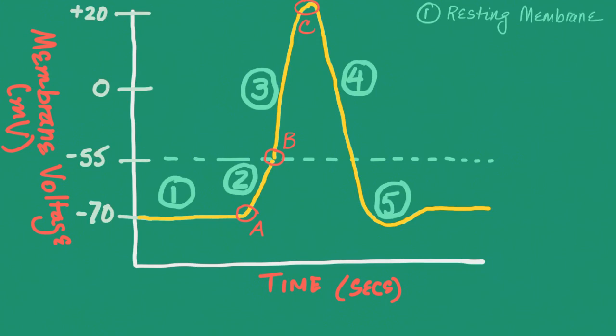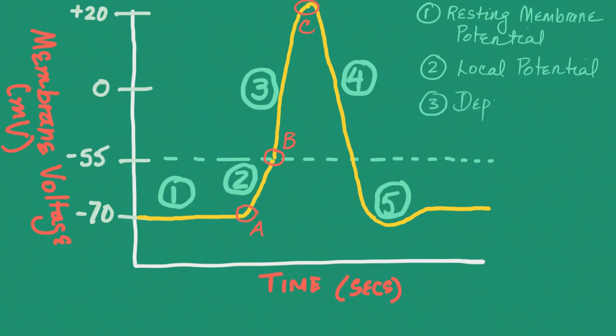And the voltage is minus 70 millivolts. Stage 2 is local potential, going from minus 70 millivolts to minus 55 millivolts, triggered by the opening of ligand-gated sodium channels. Stage 3 is the depolarization phase of the action potential. It ranges from minus 55 to plus 20 millivolts, triggered by the opening of voltage-gated sodium channels.